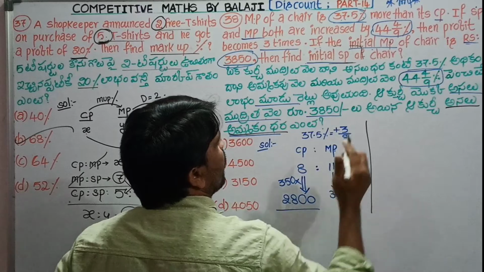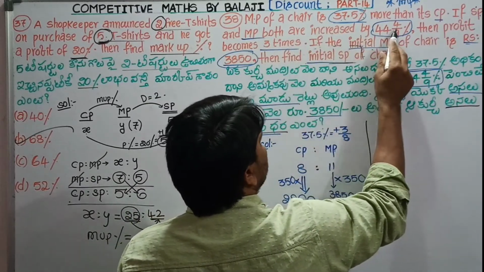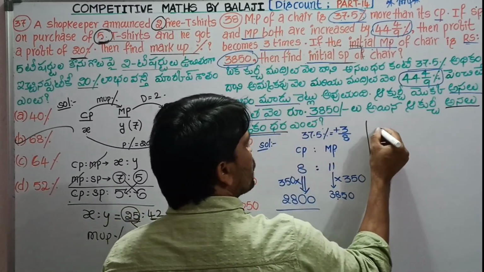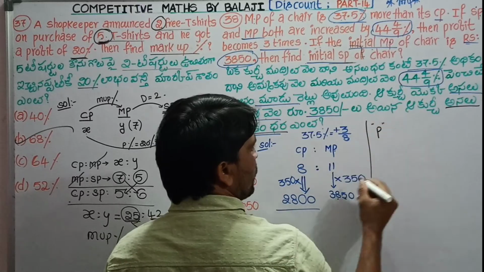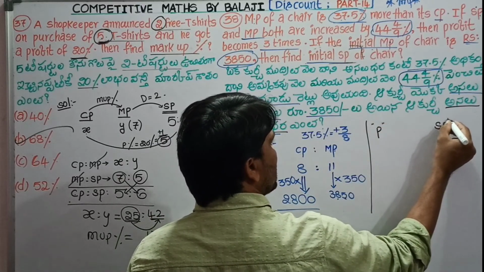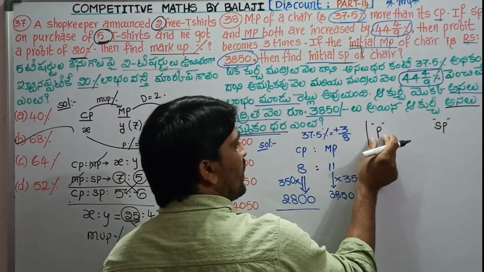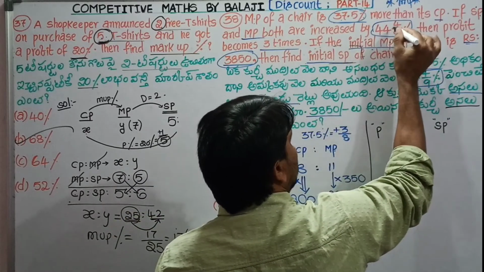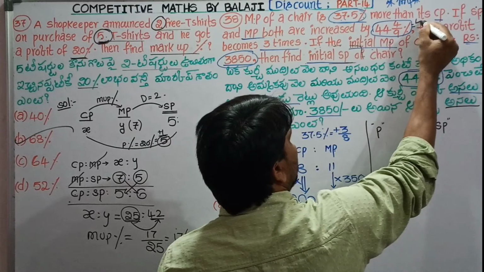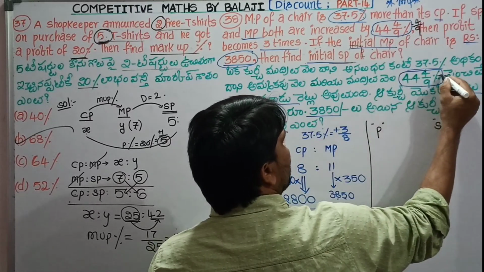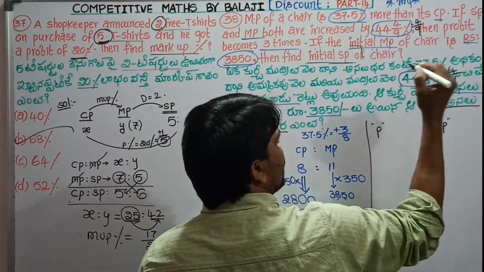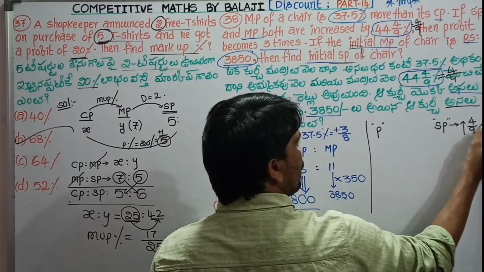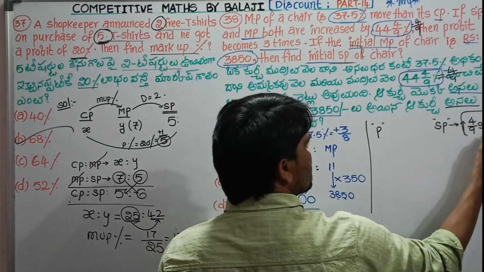Now, if SP and MP both are increased by 44 whole 4 by 9%, then the profit becomes 3 times. Suppose the initial profit be P and the initial SP be SP. SP is increased by 44 whole 4 by 9%. The 44 whole 4 by 9 percentage fraction value is 4 by 9. That is, SP is increased by 4 by 9 times of SP. This is the increase in SP.